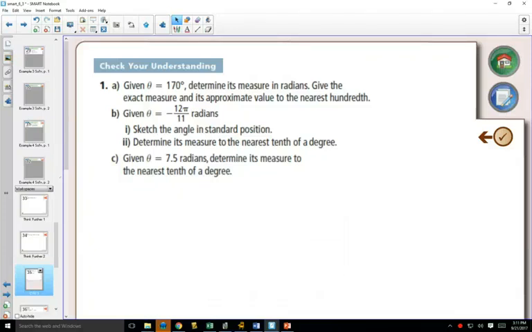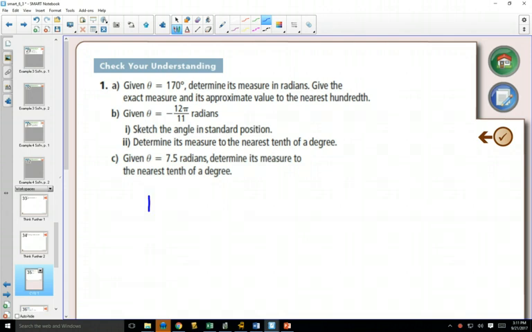Given 170 degrees, give the exact measure and its approximate value to the nearest hundredth. So this is sort of what we were doing before. Now there's a couple of ways of converting from degrees to radians and whatnot. If you've forgotten all the methods, this is what I would suggest. Start with what you know.